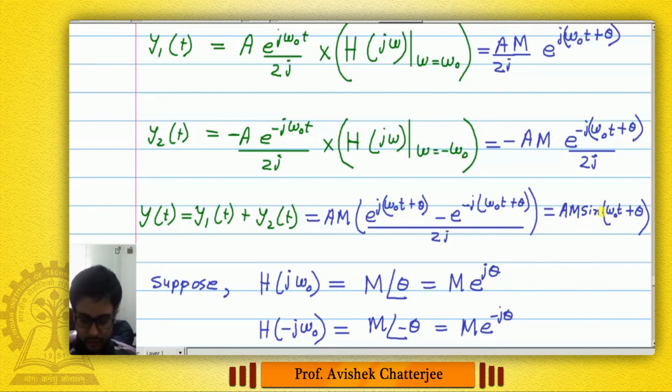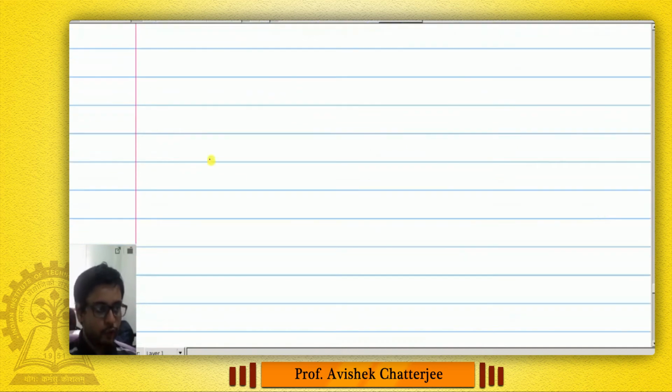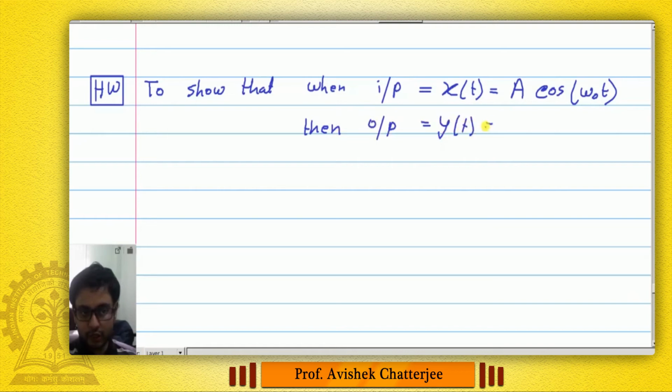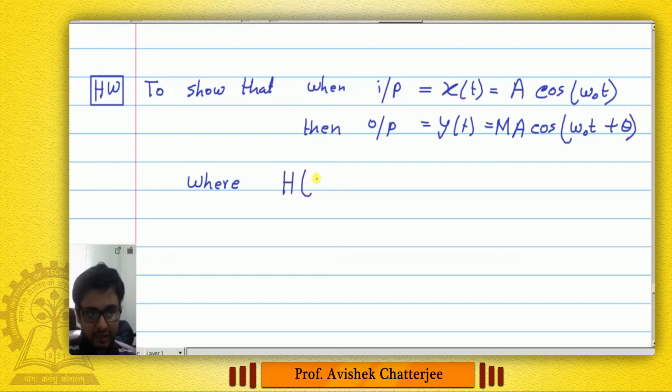Okay, now in the same way I will give you a homework to show that when the input is, say, x(t) = A cos(ω₀t), then the output will be y(t) = A cos(ω₀t + θ) multiplied with M, where H(jω₀) is equal to M ∠ θ.